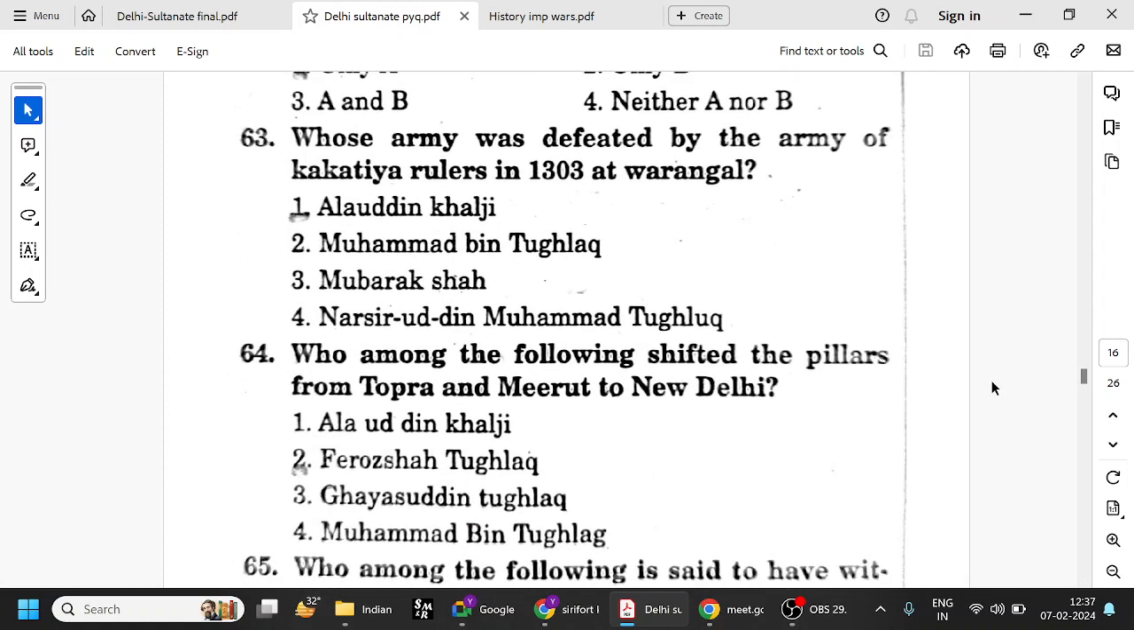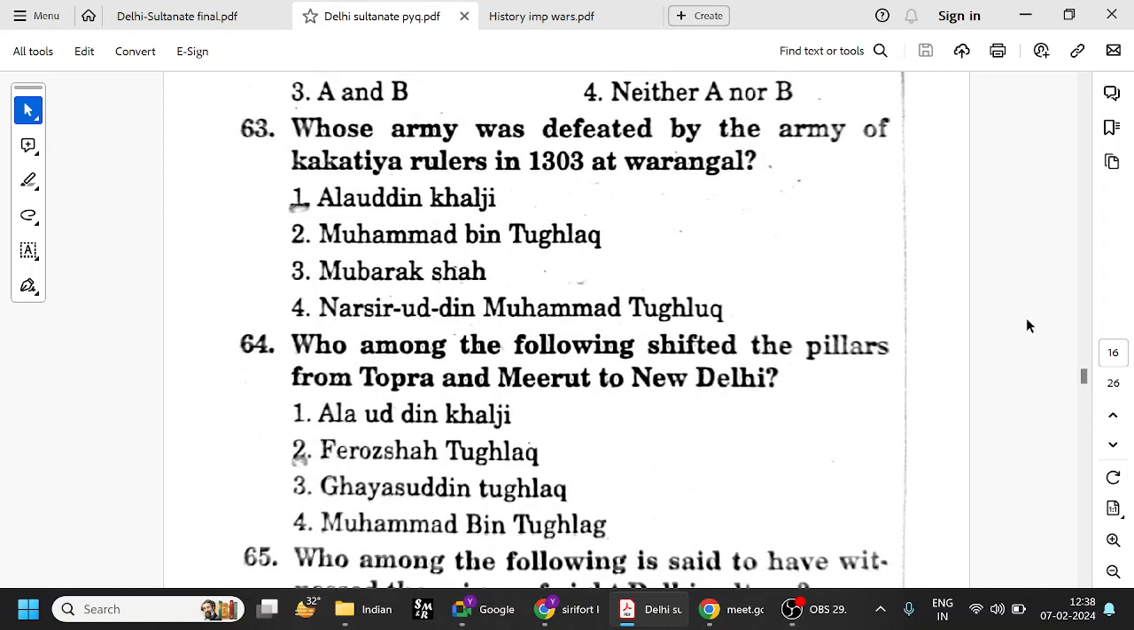Whose army was defeated by the large army of the Kakatiya rulers in 1303 at Warangal? Alauddin Khilji, we know, sent an army to the Deccan, to the south, and Malik Kafur had defeated the Kakatiya rulers also. But a war may take multiple attempts, a couple of times. Later, Malik Kafur defeated the Hoysalas, Pandyas, Cheras, and Kakatiyas, everyone. So Alauddin Khilji was the first Delhi Sultanate ruler to send southern expeditions.